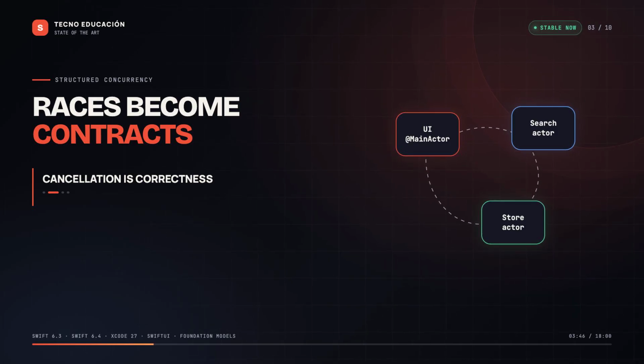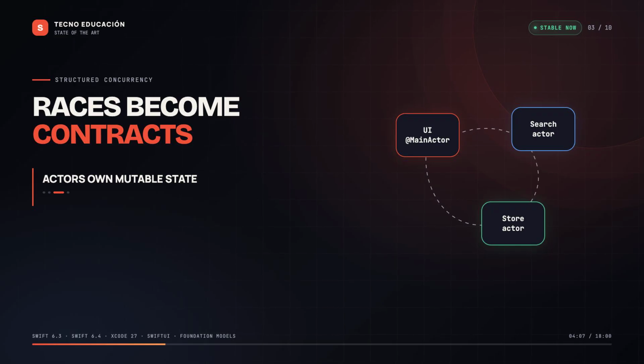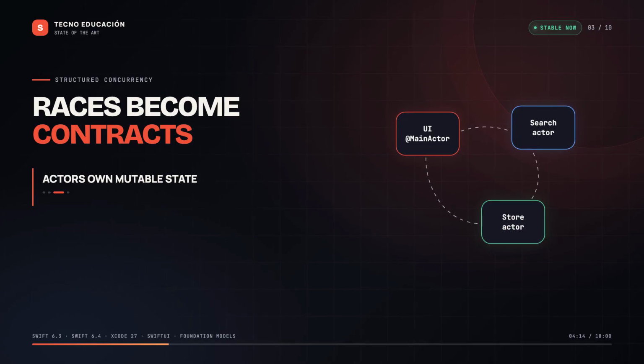This does not make concurrency automatic. You still decide who owns mutable state, what belongs on the main actor, which work is cancelable, and which values are honestly sendable. The advantage is that those decisions are encoded in the program rather than preserved as tribal knowledge. For a learner, the useful sequence is simple. A task has a lifetime. Cancellation is part of correctness. An actor owns mutable state, and UI work normally belongs to main actor.